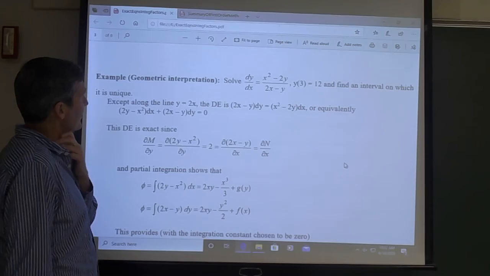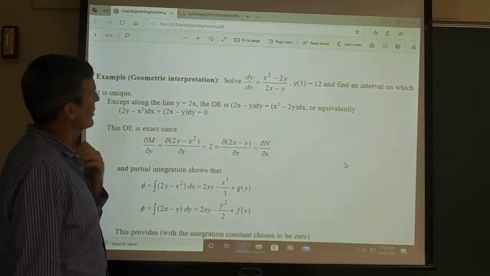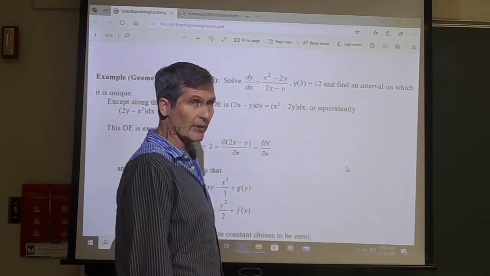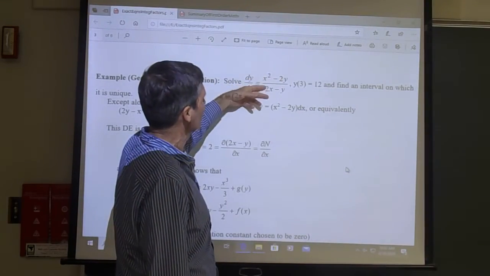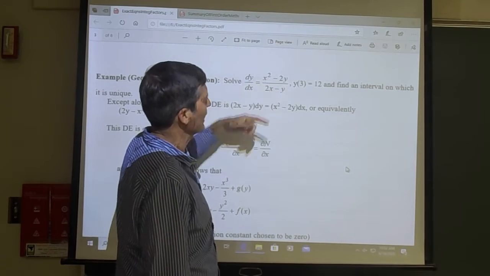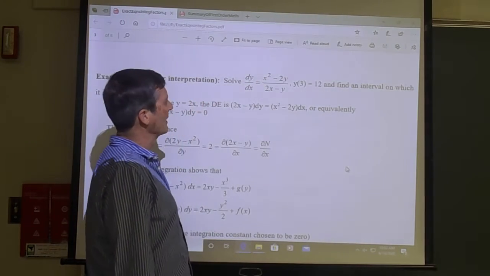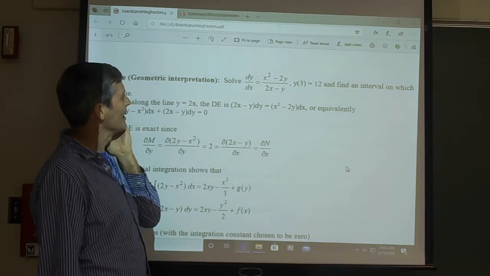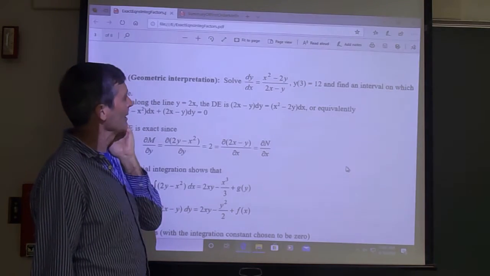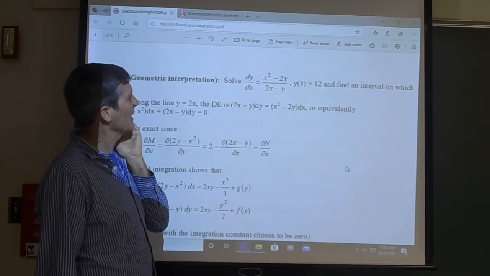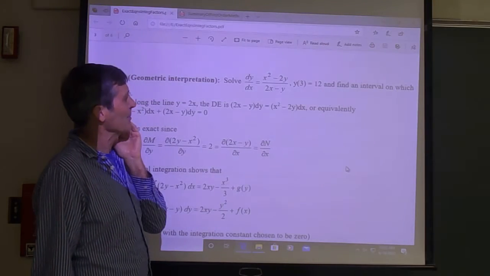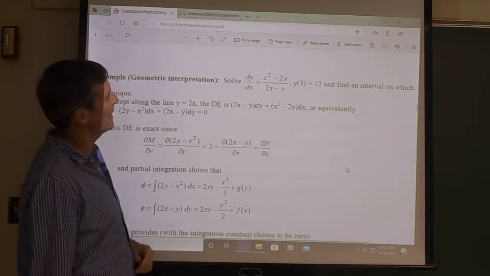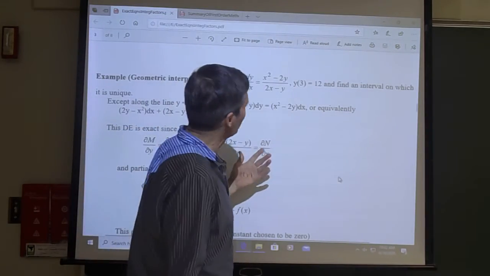Here's a geometric interpretation of this. Suppose we want to solve this differential equation, dy/dx equals (x squared minus 2y) over (2x minus y). We don't have a method for this. It's not homogeneous because these are different powers here. We can't write it as a function of y over x. It's not a Bernoulli equation, and it's not a linear equation. It's not reciprocal as linear, I don't think. It's not separable. All our other methods fail this time, but maybe we'll get lucky, right? This is the method of being lucky.